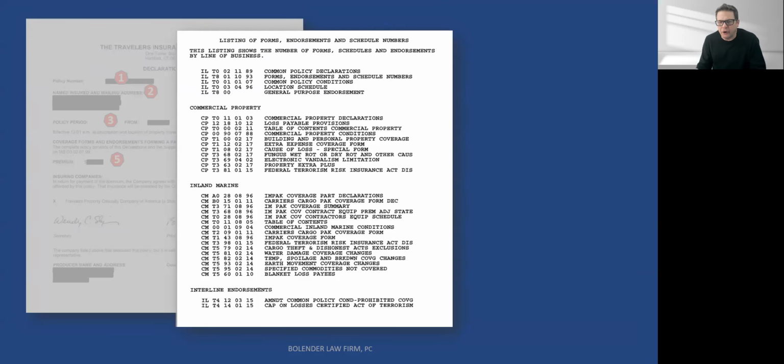Now, modern insurance products consist of many, many forms, and that's especially true with commercial property and commercial liability policy packages. Don't be intimidated by all the forms, because most of these can be ruled out very quickly. What you need to do is locate the schedule of forms and then study it closely and find coverage related forms and any amendments to that.